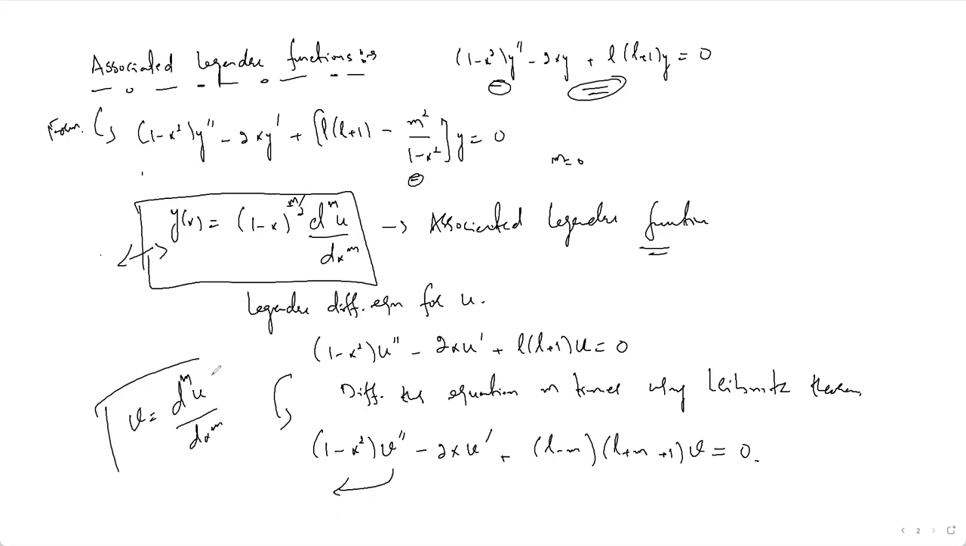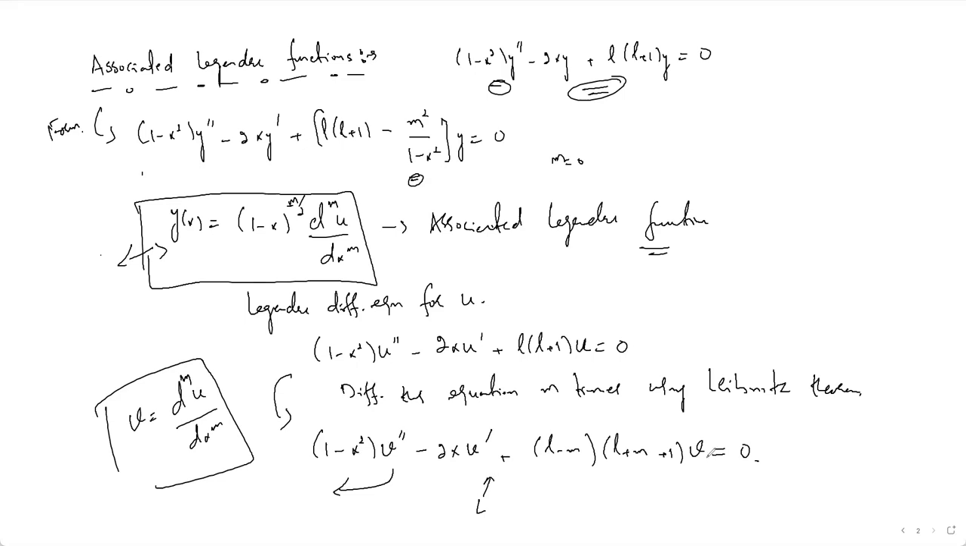When you differentiate this u with respect to x, m times, instead of this I will simply write (1 minus x squared) v double prime minus 2x v prime plus (L minus m)(L plus m plus 1) v. This is what we get from the Leibniz theorem, taking the derivative m times. We have used it earlier in some problems, where we take the nth derivative.